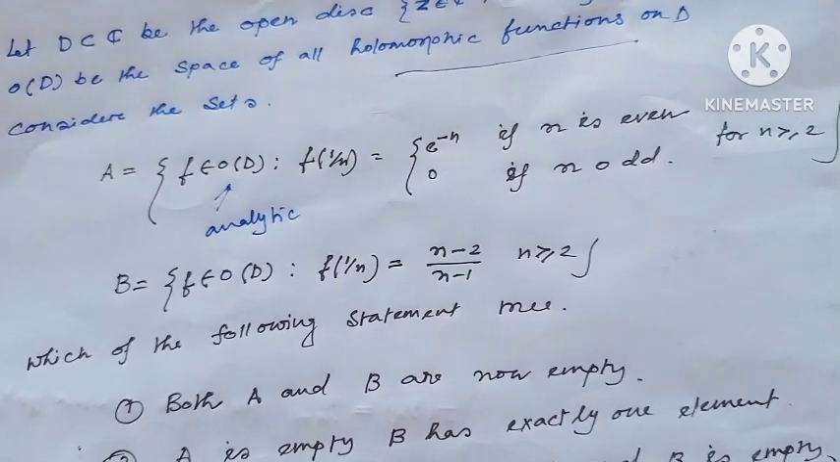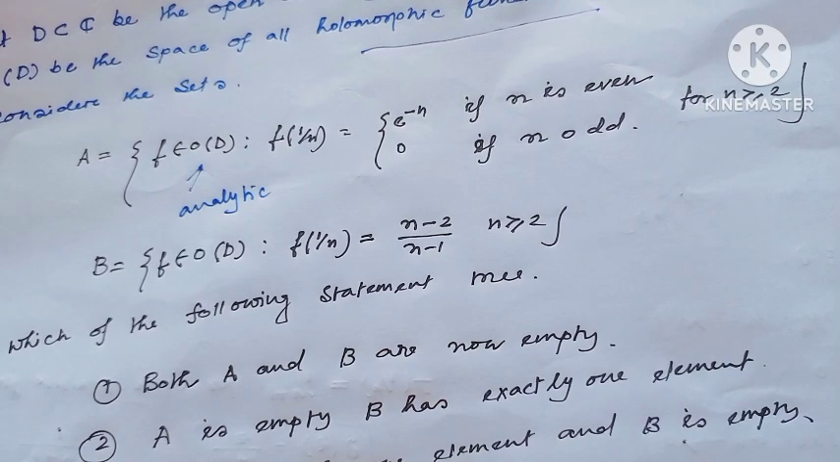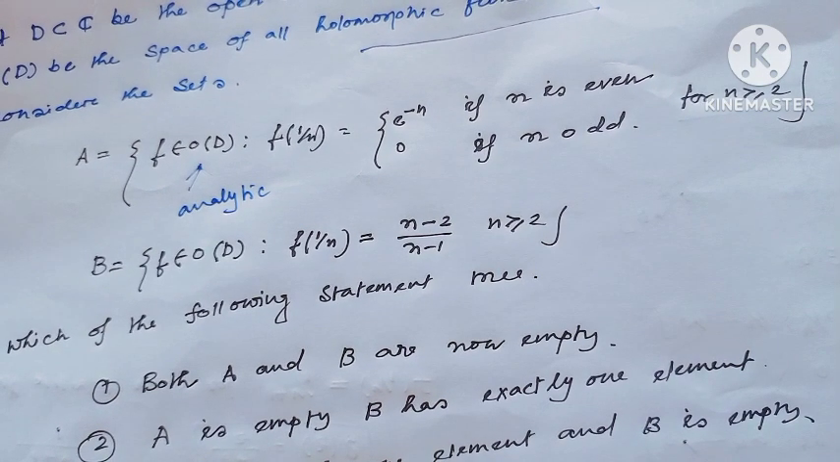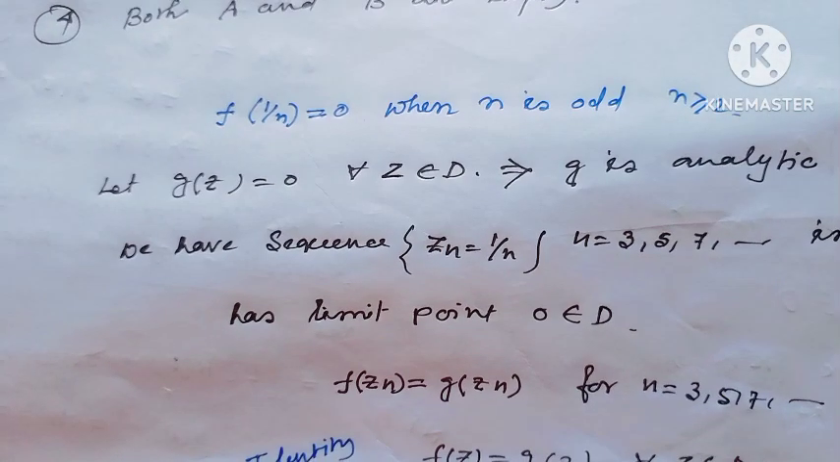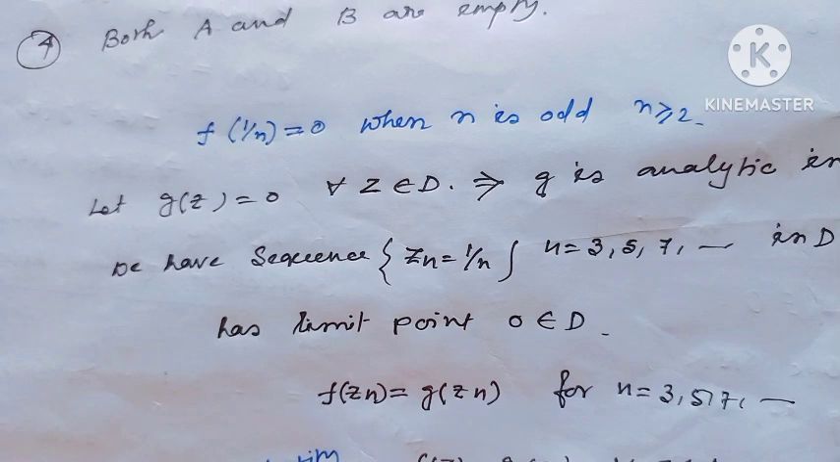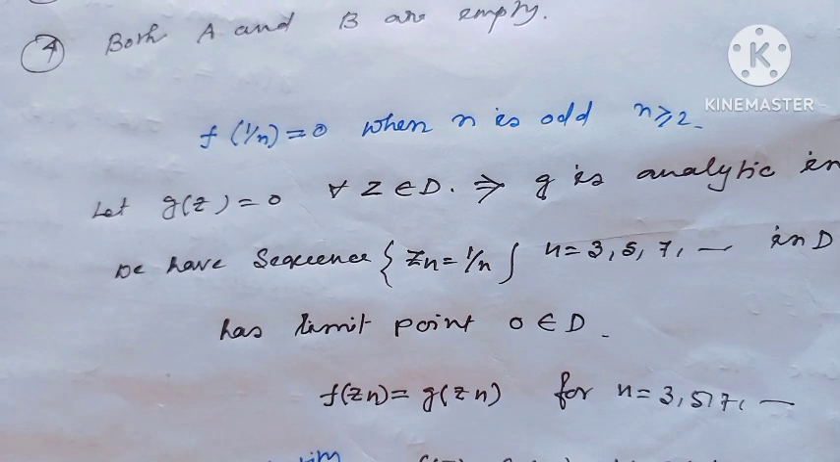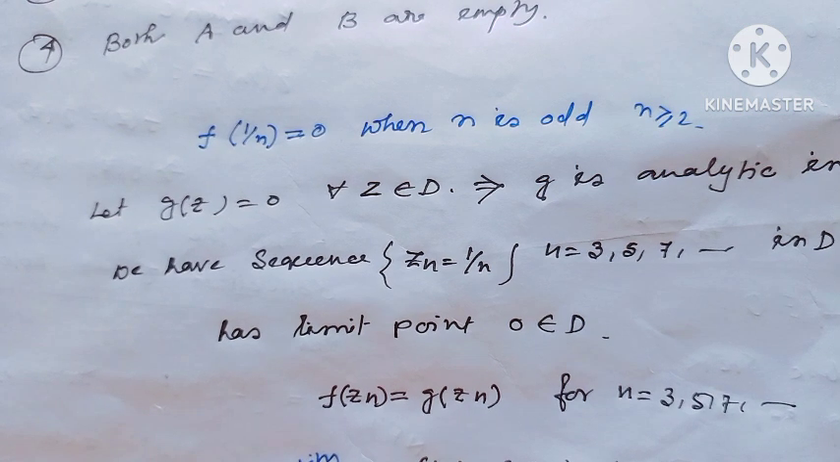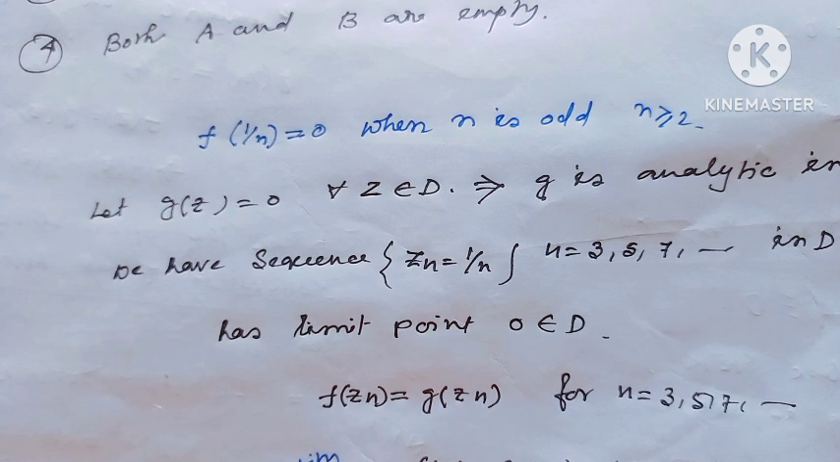And here f of 1 over n equals e to the power minus n when n is even, and when n is odd, this value is 0. Here f of 1 over n equals 0 when n is odd and n is greater than or equal to 2. Consider z equal to 0, and this is true for all z belongs to D. Obviously, since z equals 0, that means z is analytic, similar to before.